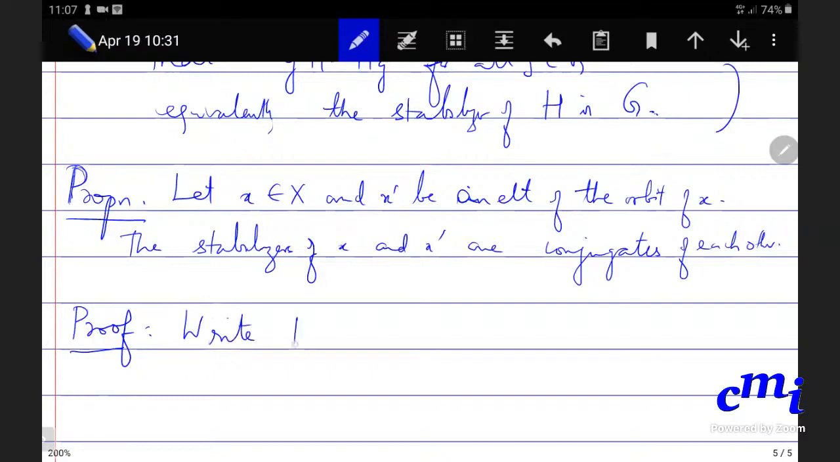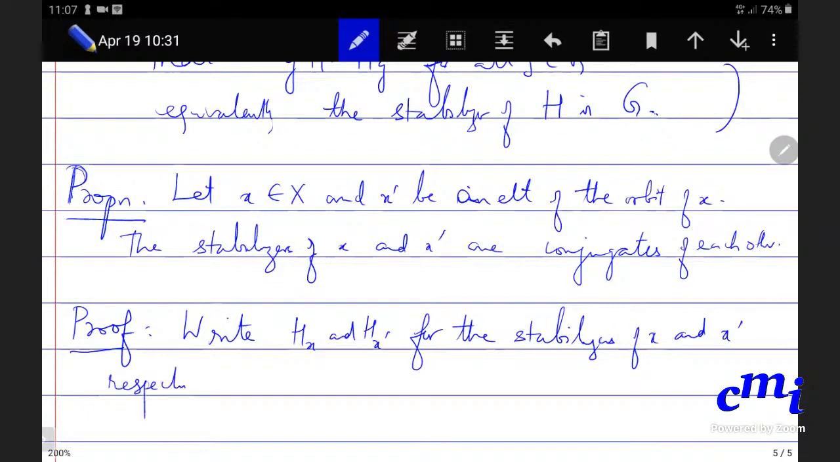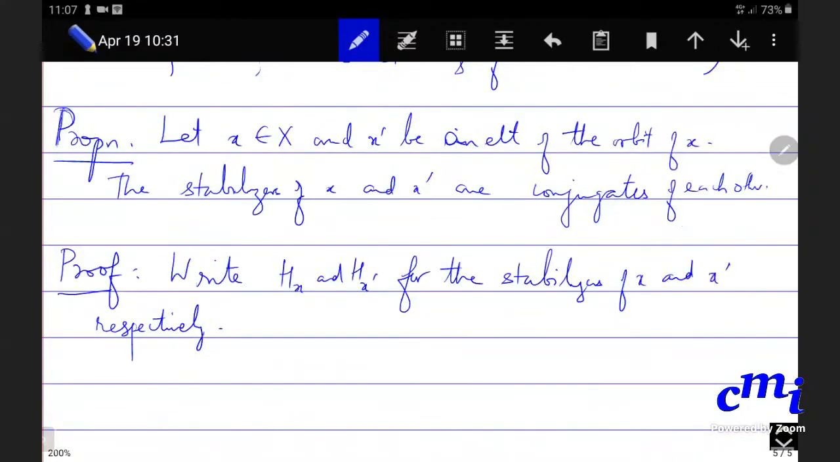Hx and Hx prime for the stabilizers of X and X prime respectively. Okay. So there exists g in G such that g takes x to x prime. Such a thing exists because they are the same orbit.